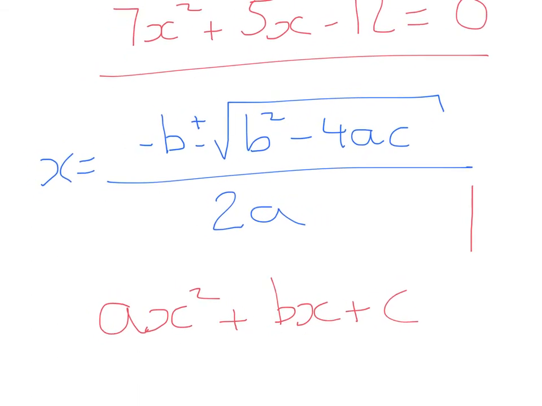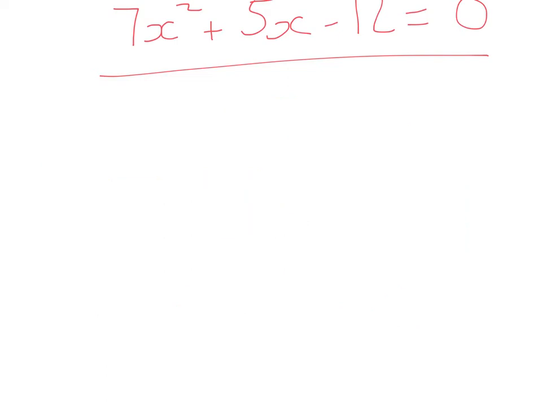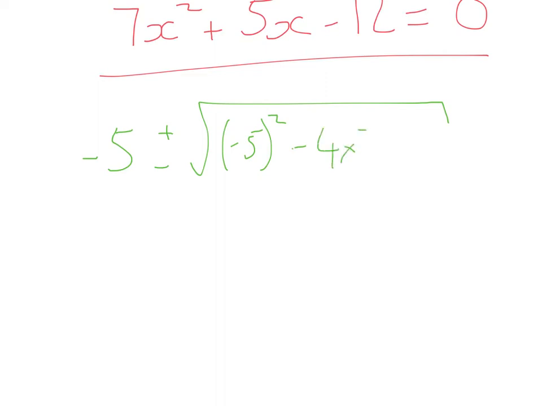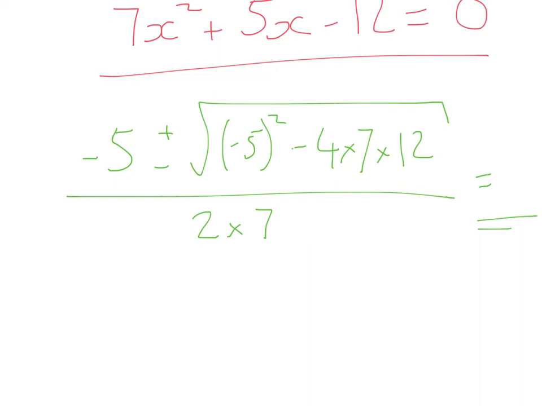So hopefully I'm asking the class to write this all down as they go, and they can see they've got their 7x squared plus 5x minus 12. What I'll do is keep it all here together, but if I delete that, we could plug it into the equation: minus 5 plus or minus the square root of minus 5 squared minus 4 times 7 times 12, all over 2 times a, 2 times 7. And you plug that into your calculator, and you'll get two answers coming out. One for the positive, and one for the negative.